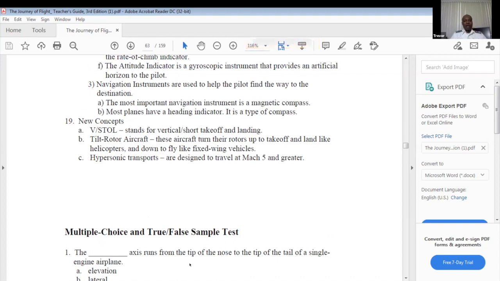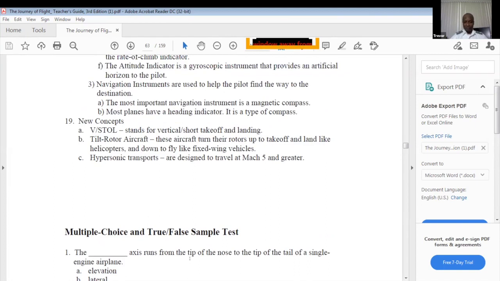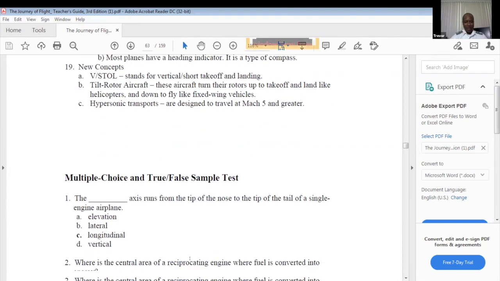All right, so we have the dash axis runs from the tip of the nose to the tip of the tail of the single engine airplane. So we have elevation, which should be elevator, lateral, longitudinal, and vertical. Which is it? So it runs from the nose of the aircraft. We're talking about the role, correct? You tell me. I'm asking. Now, that would be longitudinal. Correct. That's correct. So that's a good understanding there.